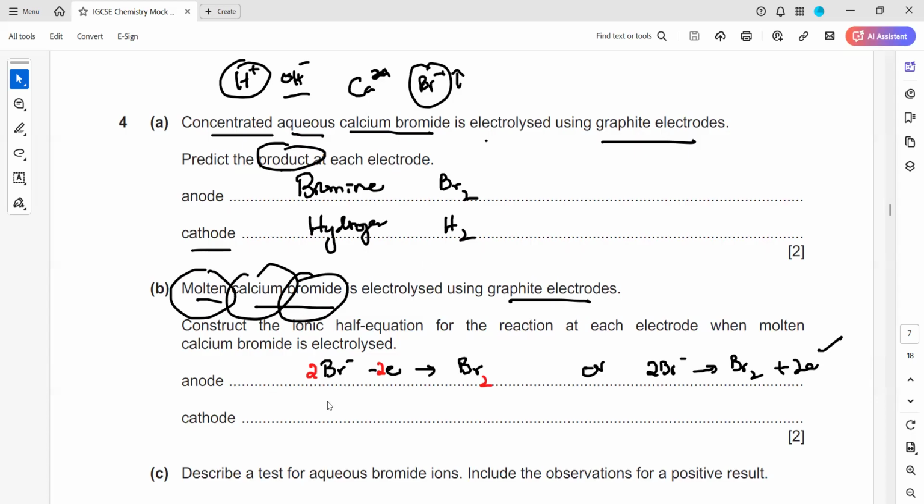Cathode. Which one will move towards the cathode? The calcium ion. Calcium is +2. It will take two electrons and form a calcium atom. For calcium, we don't have to write a molecule because it's an atom. It's a metal. A metal can exist as an atom. Yes.